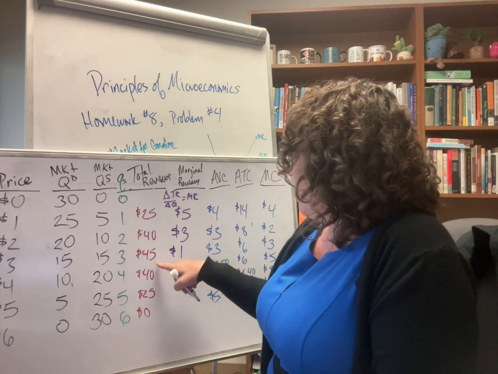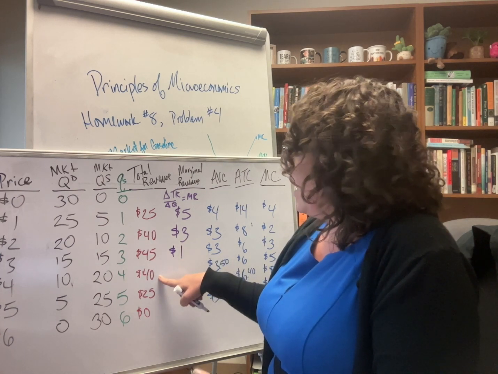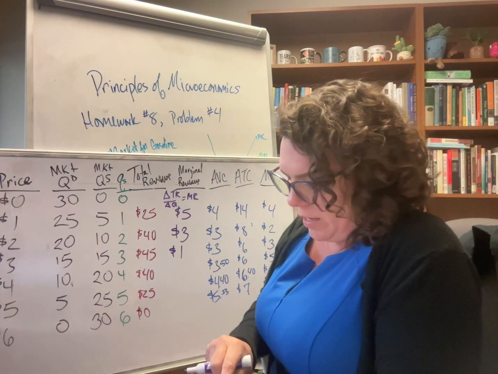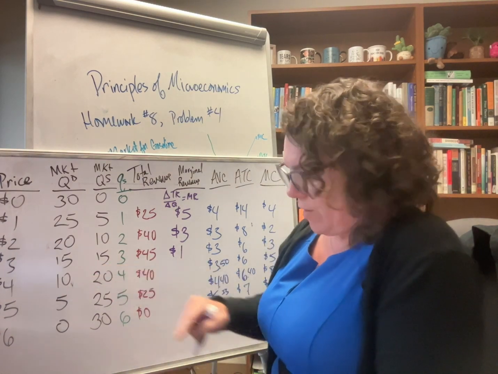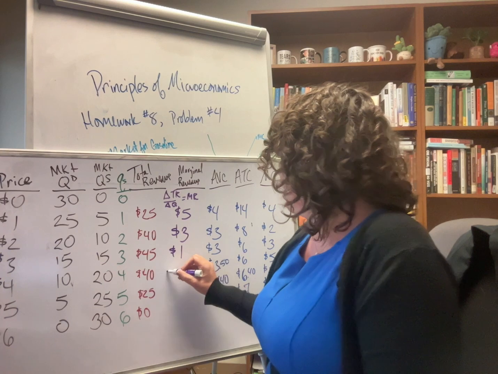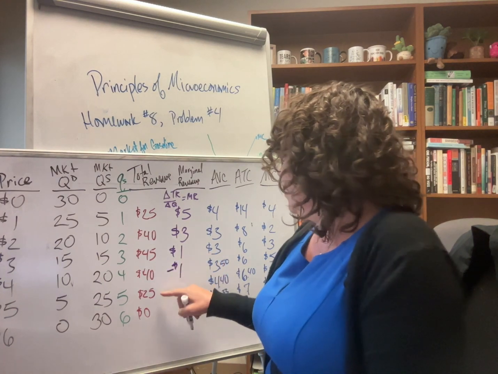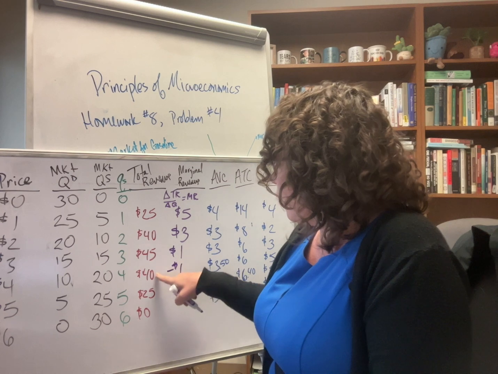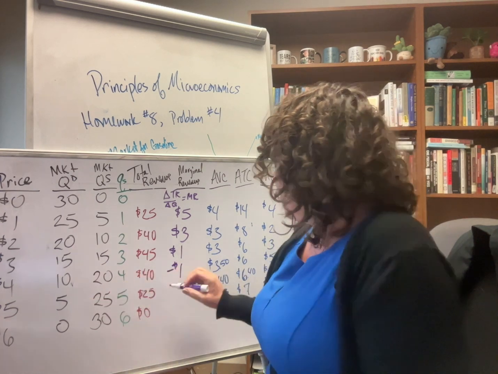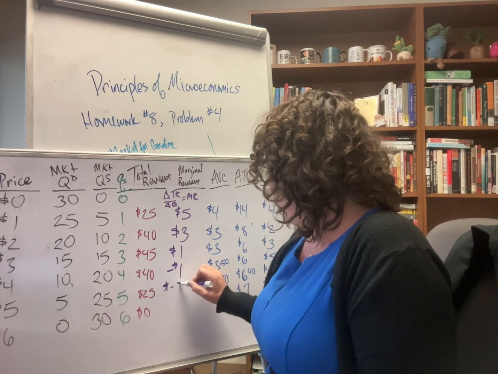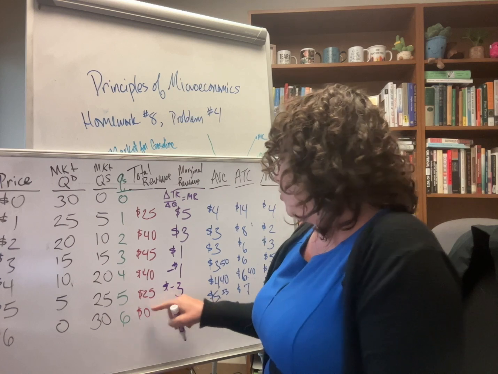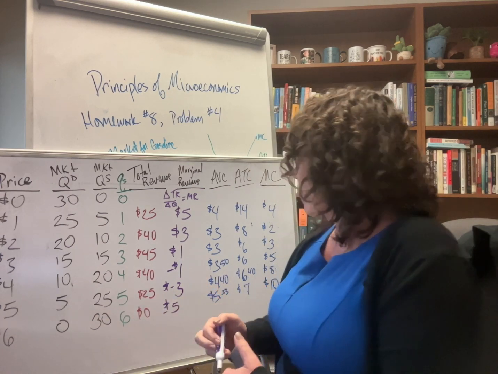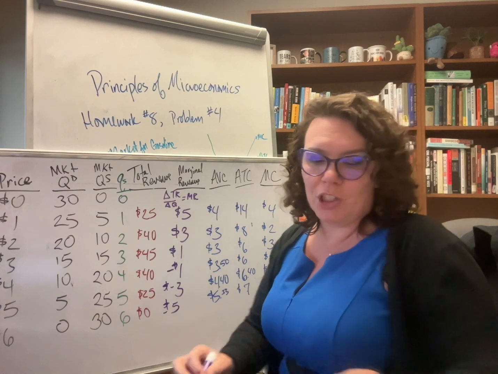And then we go from 45 to 40, so that's a total revenue change of negative $5. Negative 5 divided by another 5 units is going to give us negative $1. And then we go down by $15 here from 40 to 25, divided by 5 is going to give us negative 3. And then negative 25 divided by 5 is going to give us negative 5. So that's going to be our marginal revenue curve.